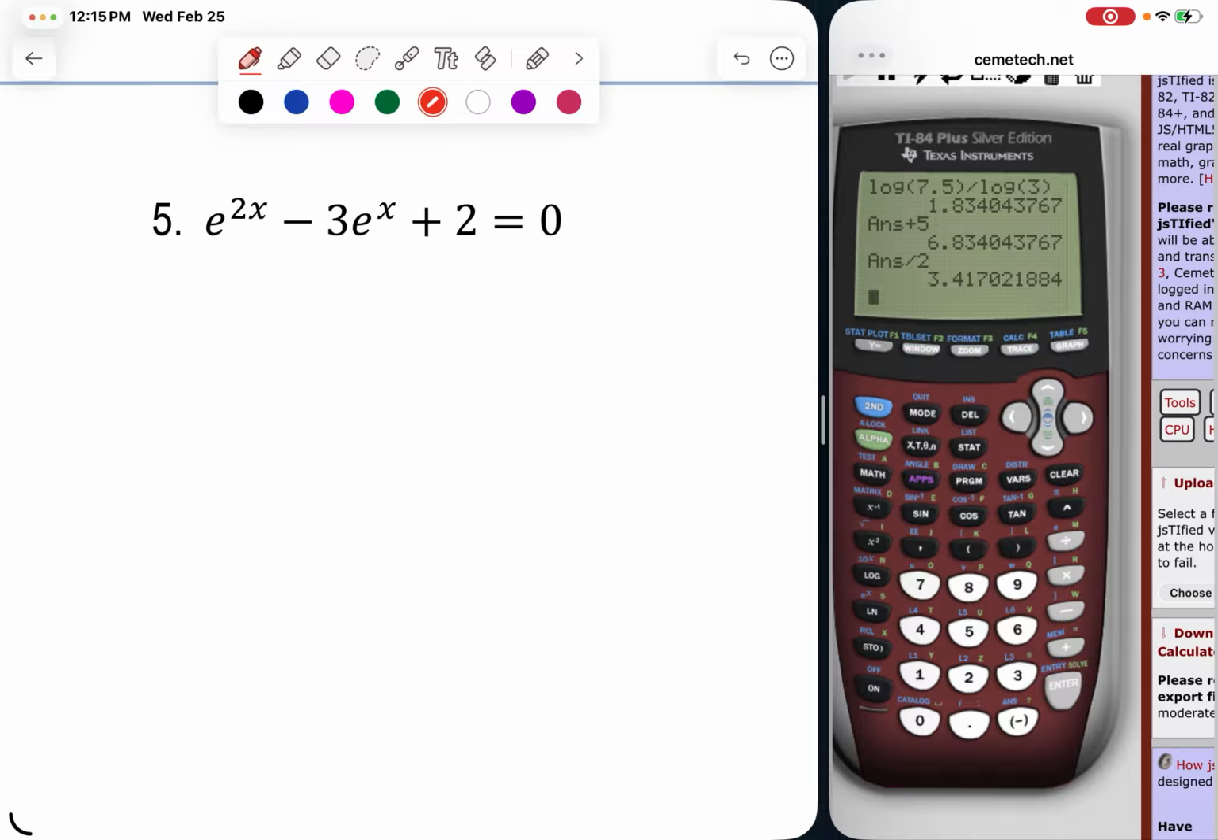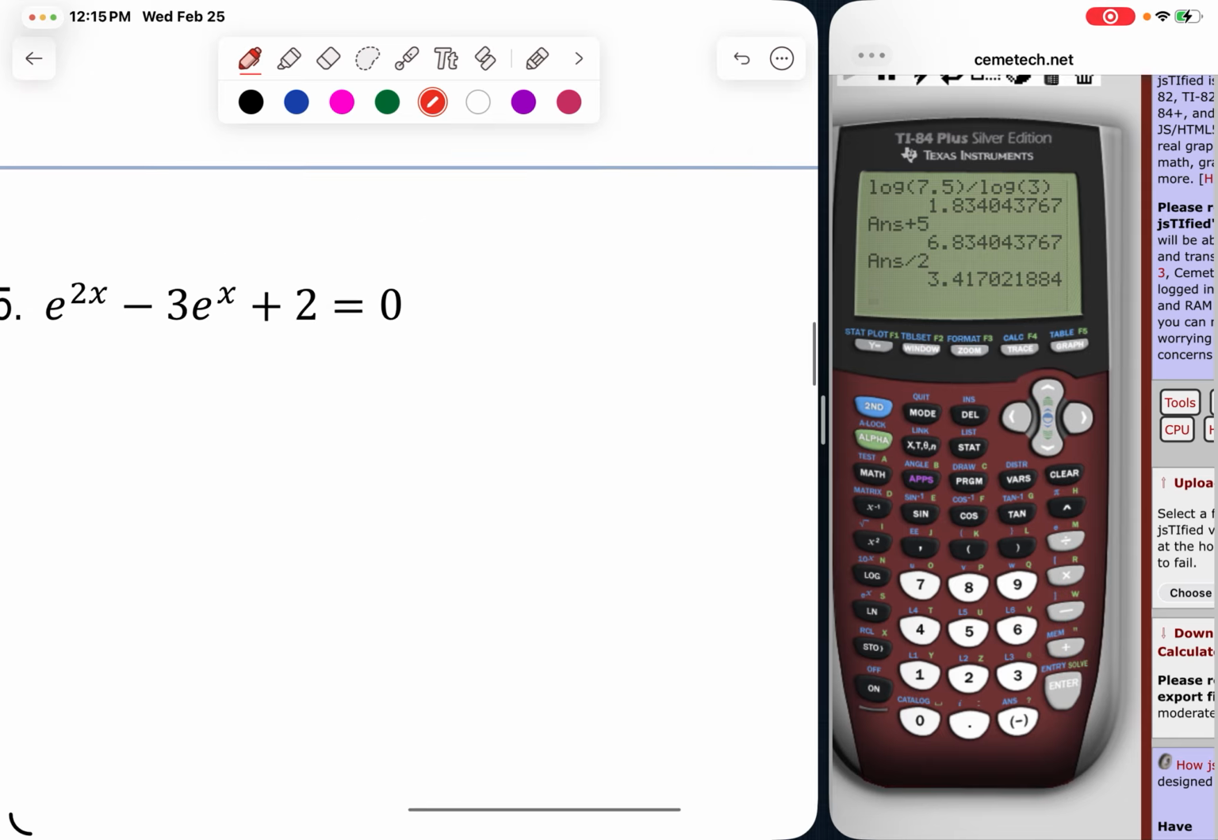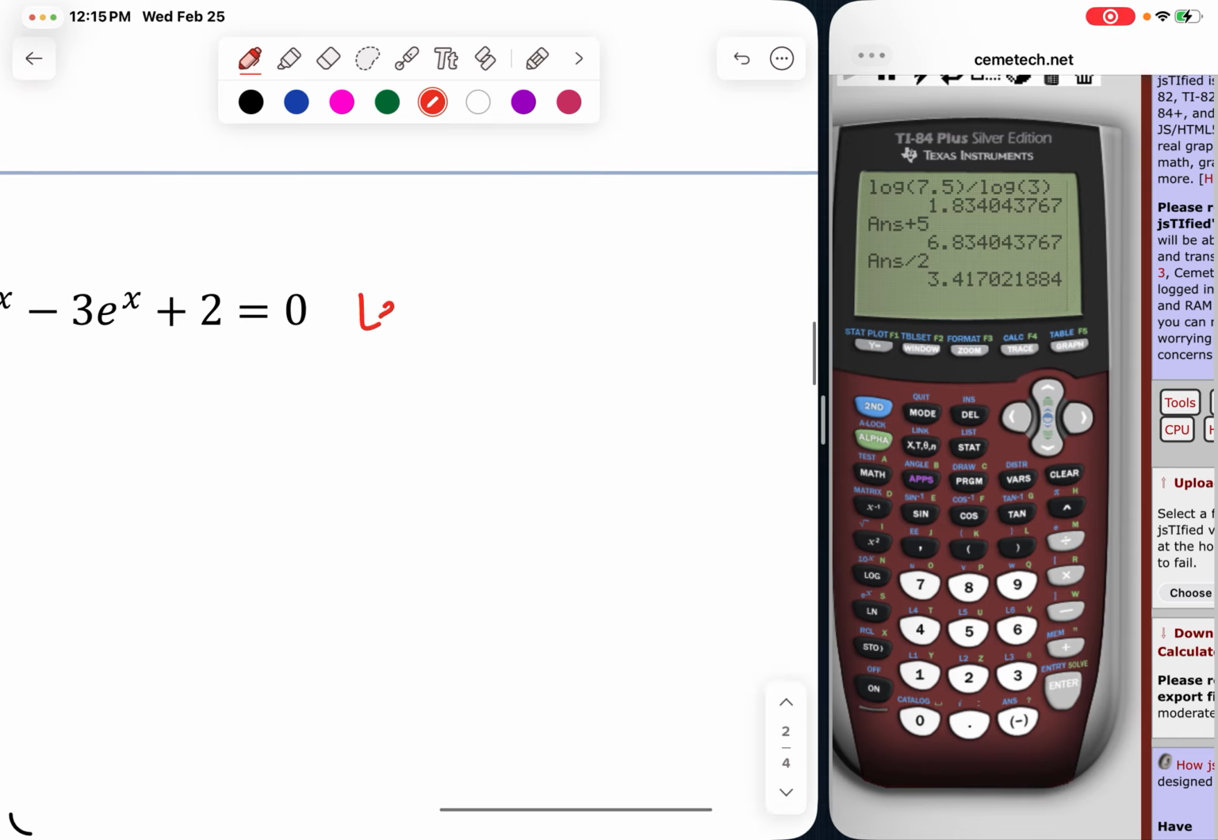But another way of doing it is looking at e to the x as its own variable, like itself. So what I'm going to do is use u substitution. If you choose not to, that's fine. So what's confusing about this? The e to the x. So what I'm going to do is say let u equal e to the x.